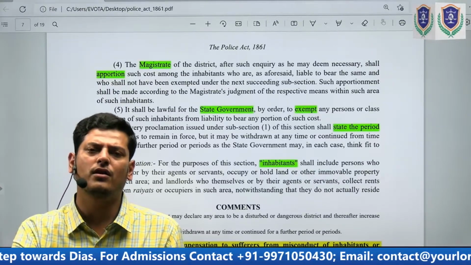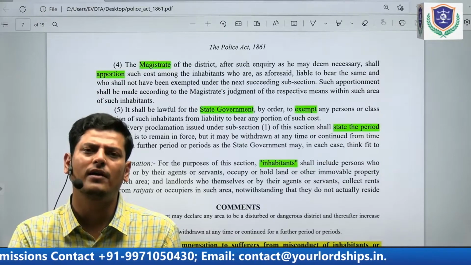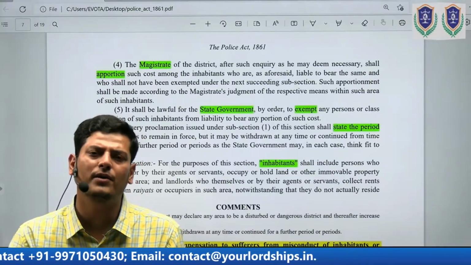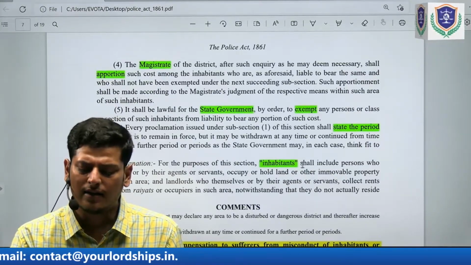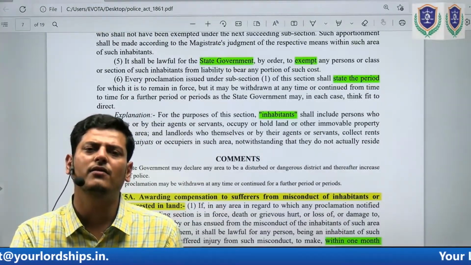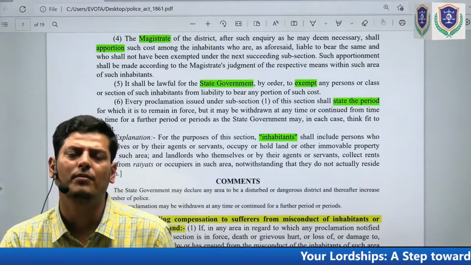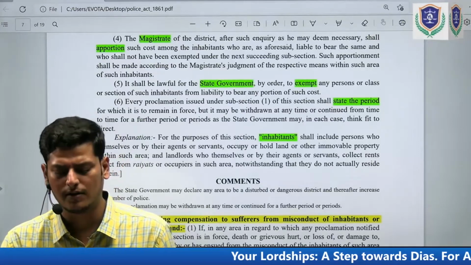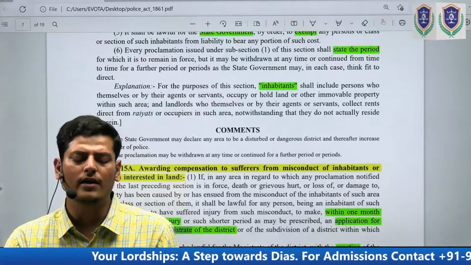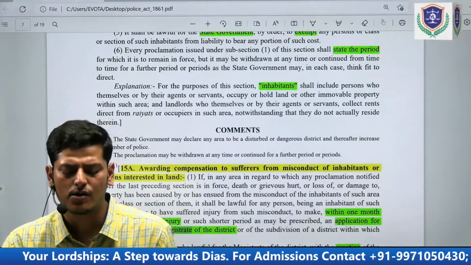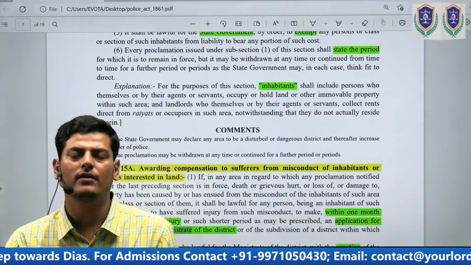In any area which is disturbed or dangerous, where there is a requirement because the additional force already there is insufficient, then in that case we see that the magistrate is empowered to apportion the cost, which can respectively be placed on the inhabitants of that area. Who are inhabitants? They include any person who themselves or by agents or servants occupy or hold land or other movable property. What are inhabitants?